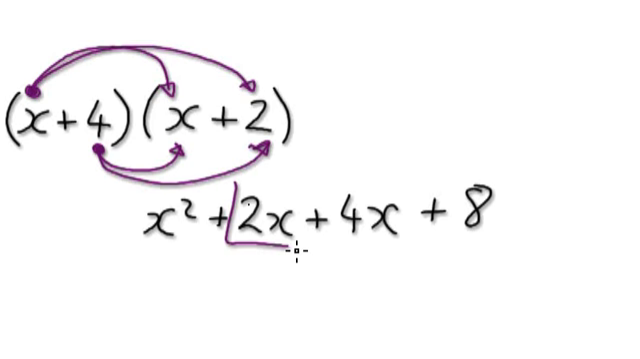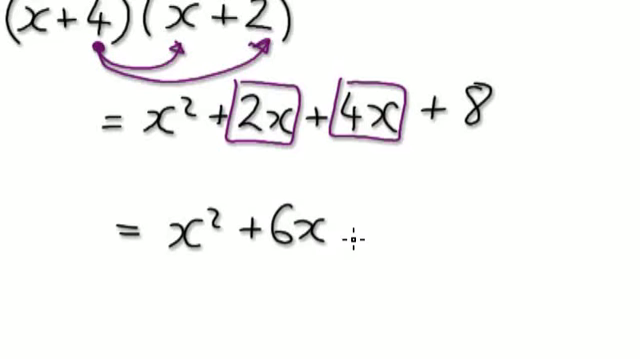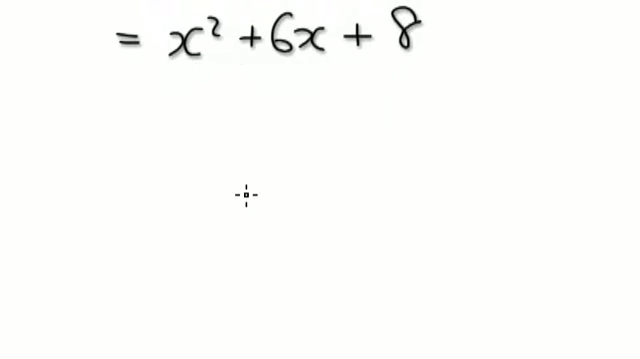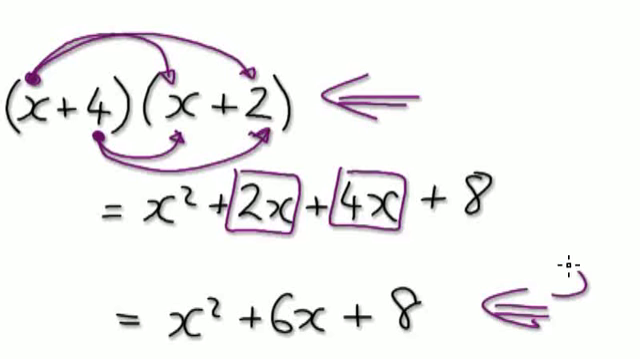Now you can merge these two together. So that will become x squared plus 6x plus 8. Okay, so now suppose we're given this. Suppose you didn't know this. If you were given this here, how would you work backwards to find this?